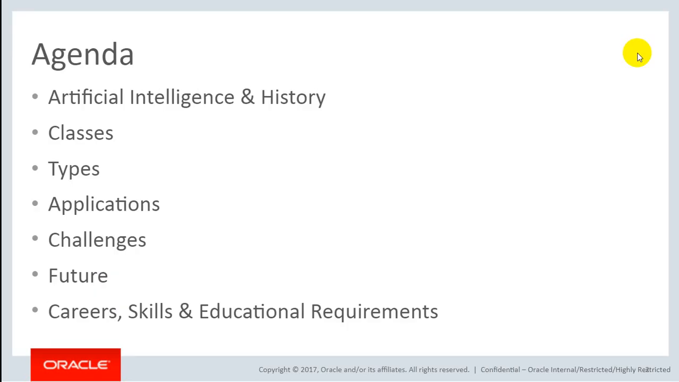Let's take a quick look at the agenda for today's session. We will see what is artificial intelligence, history of artificial intelligence, different classes and types of AI, applications and examples related to those applications, the challenges and future of AI. Upon touching briefly about these topics, we will look at the different careers one can pursue in this field, the skills and educational requirements that are needed to pursue a career in AI.